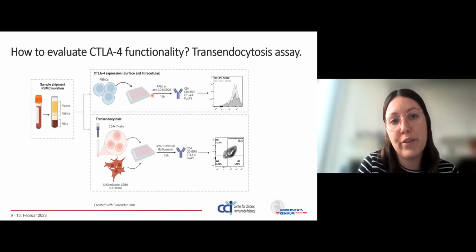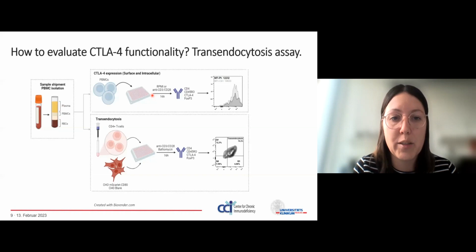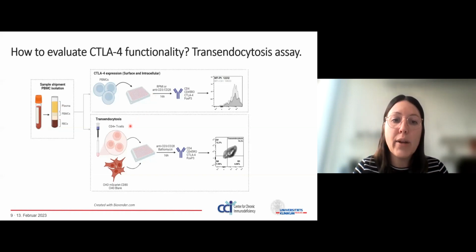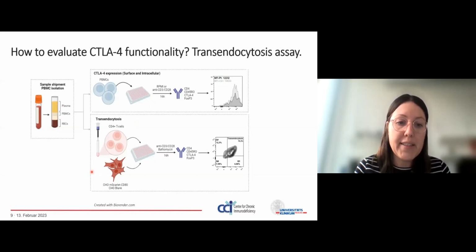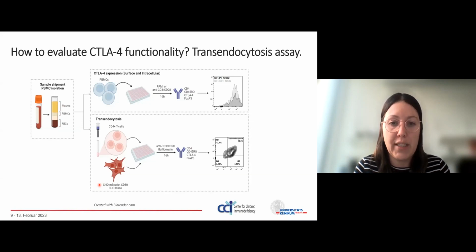And here we have two different staining approaches that allow us to distinguish between the surface and the intracellular CTLA4 expression. To measure the function of CTLA4, however, we isolate CD4 T cells and co-culture them with Chinese hamster ovary cells that stably express CD80 that is coupled to mScarlet. Therefore, they function as an artificial antigen-presenting cell.